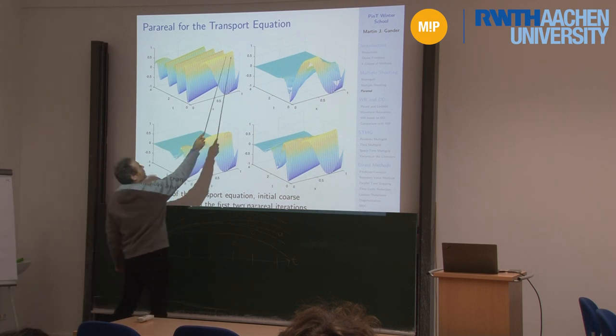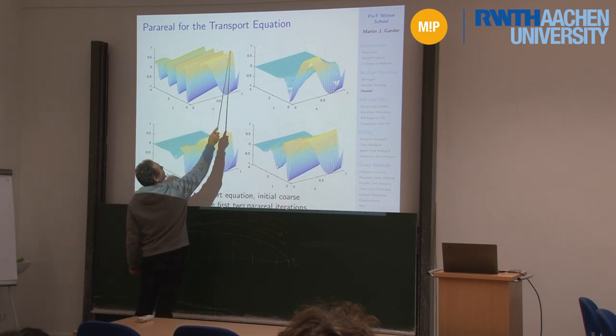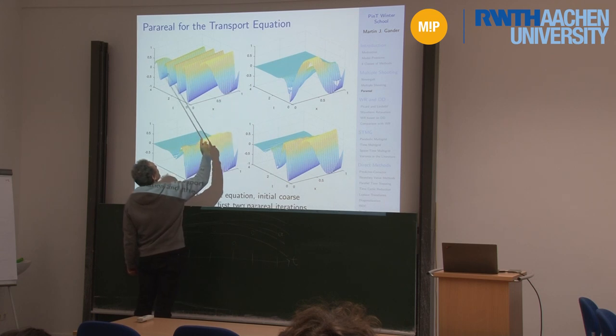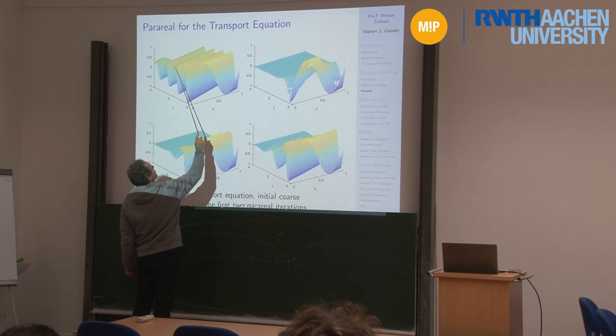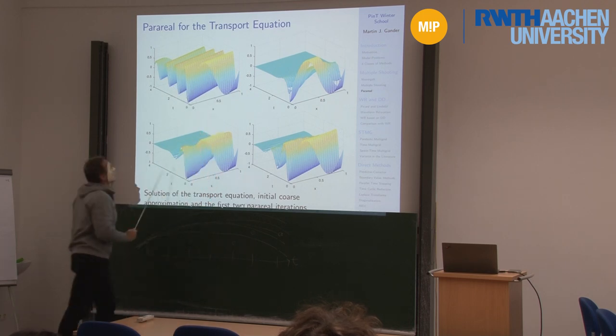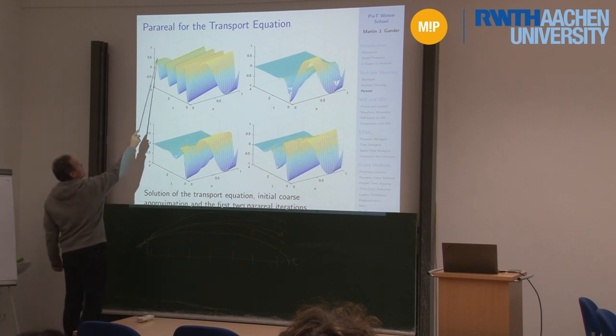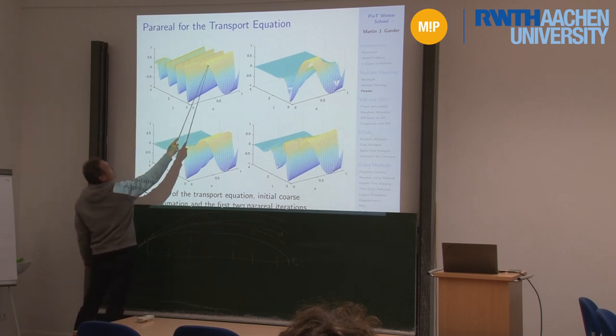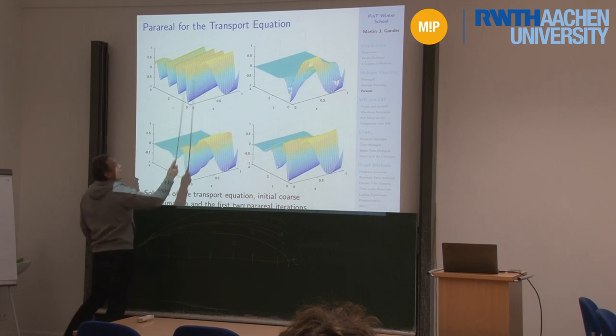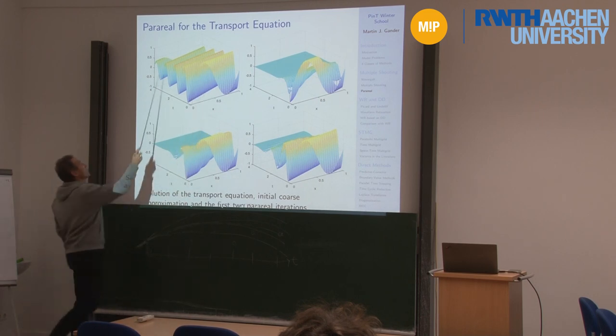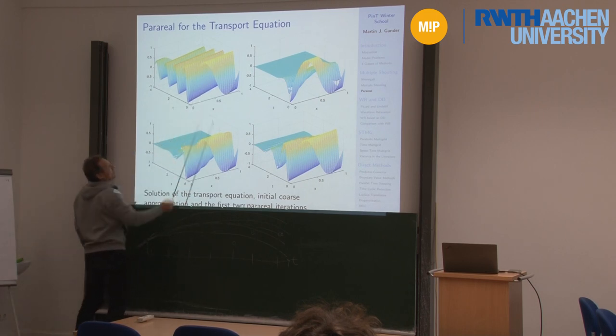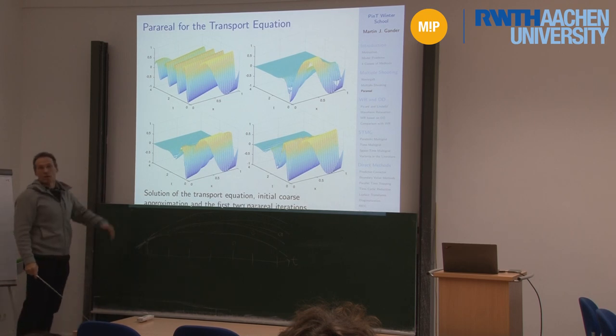And so what I need to do to get something interesting is to have periodic conditions, so my solution goes out at this end, and it comes back in here. It goes through the domain, it comes back in here, and so on. So the solution here at the end of the time interval depends on the solution here. If I don't have periodic conditions, then the solution here does not depend on the initial condition, and then it's very easy to solve in parallel, no matter what.